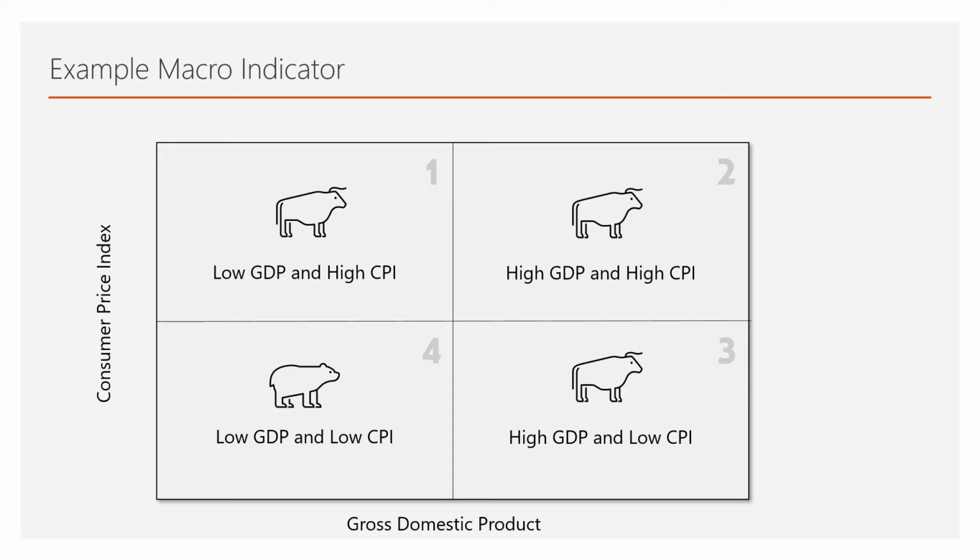Then as we come down into quad 4, we've got the opposite problem. We've got a low GDP. That means the economy is contracting. We have low CPI. Prices are coming down, but they can't come down fast enough to trigger the economy, to reverse it, to heat it up, however you want to say it. And that puts us in what we call quad 4.